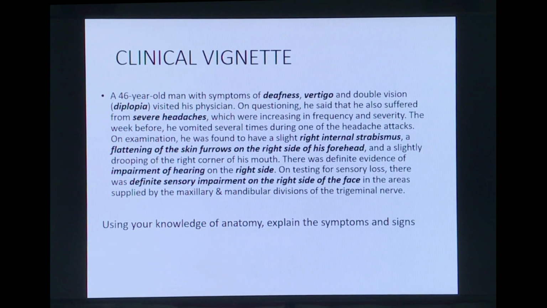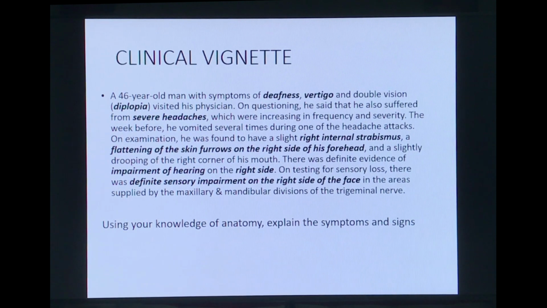Whenever you ask the patient to look towards an object, in this patient, since one of the muscles is not functioning, his right eyeball is seen moving inwards instead of directing straight towards the object. That's why it's called internal strabismus.